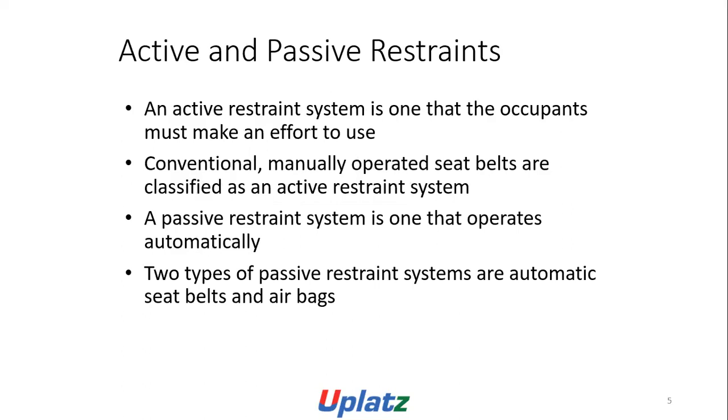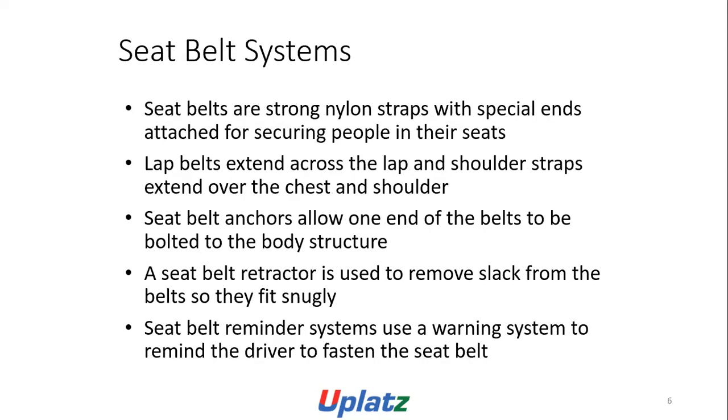Active and passive restraint. An active restraint system is one that occupants must make an effort to use. Conventional manually operated seat belts are classified as an active restraint system. A passive restraint system is one that operates automatically. Two types of passive restraint systems are automatic seat belts and airbags.